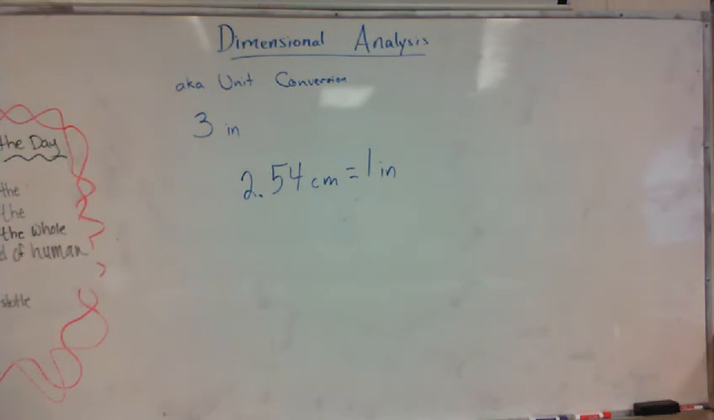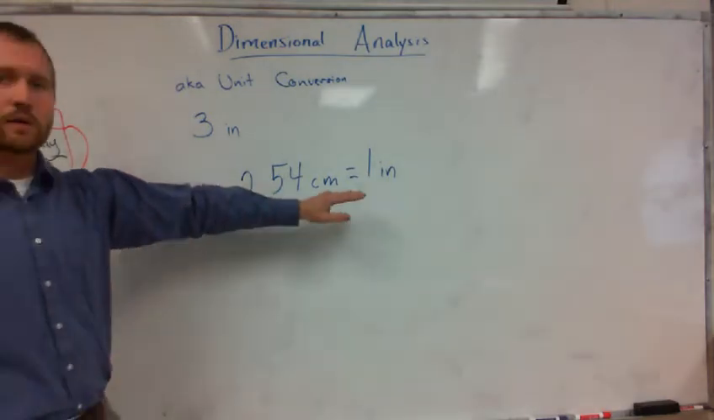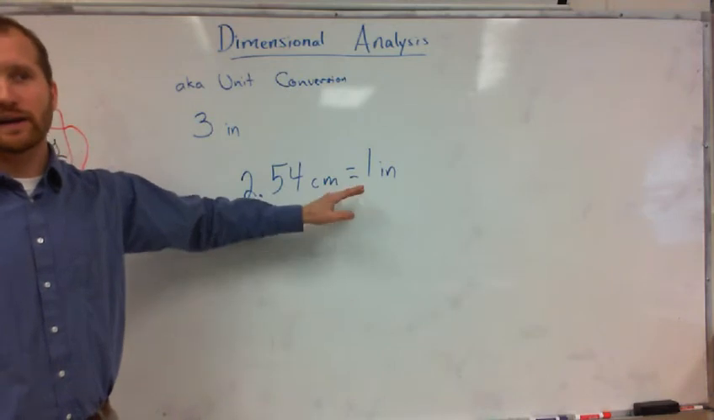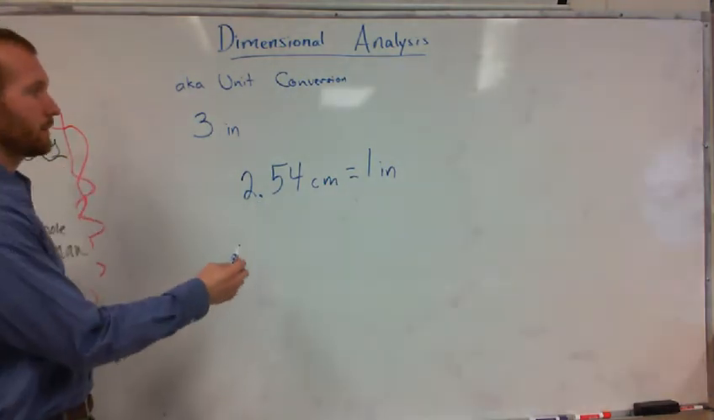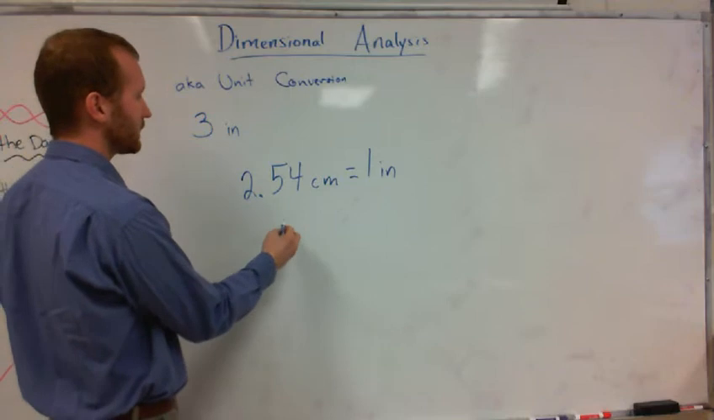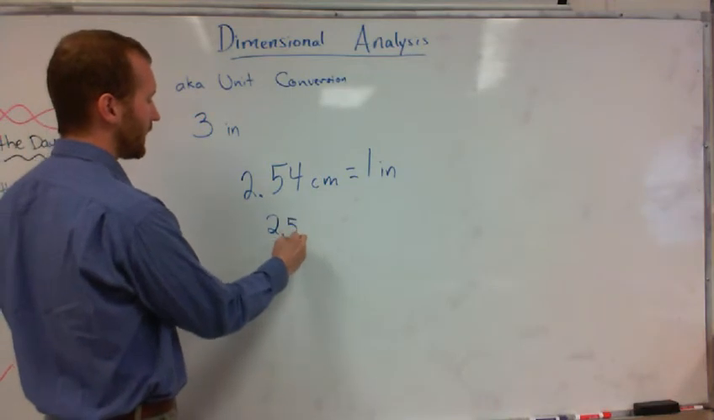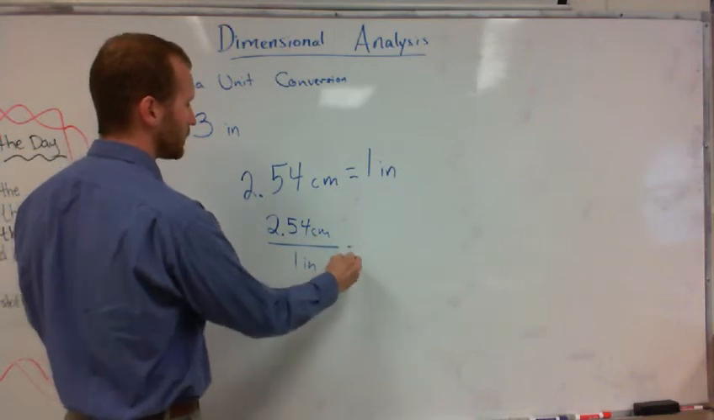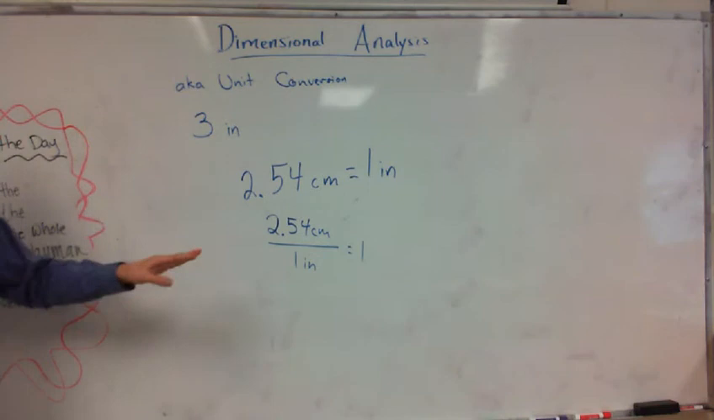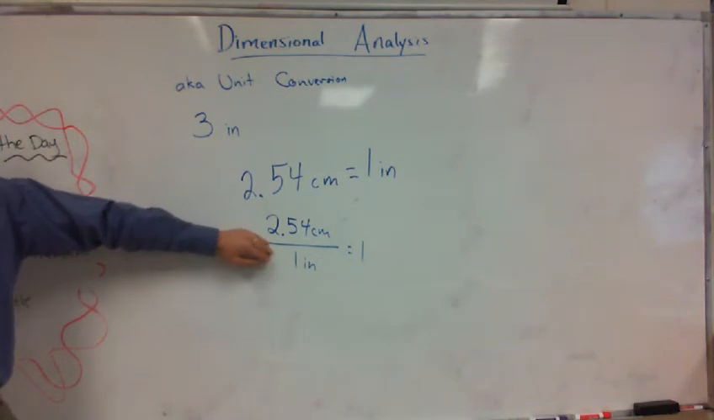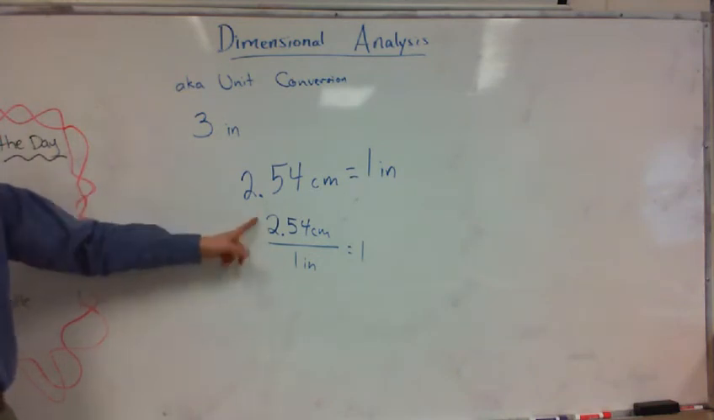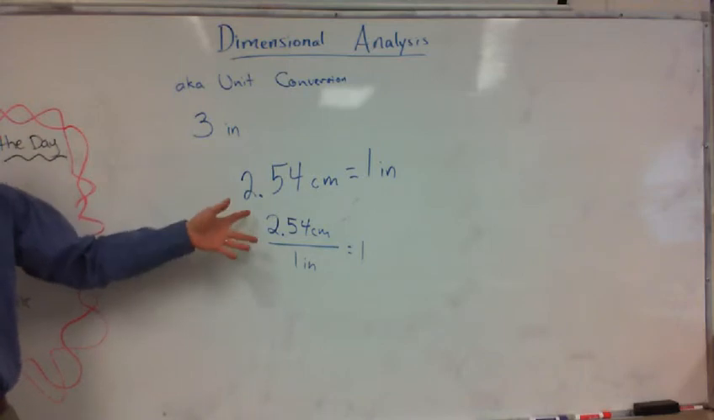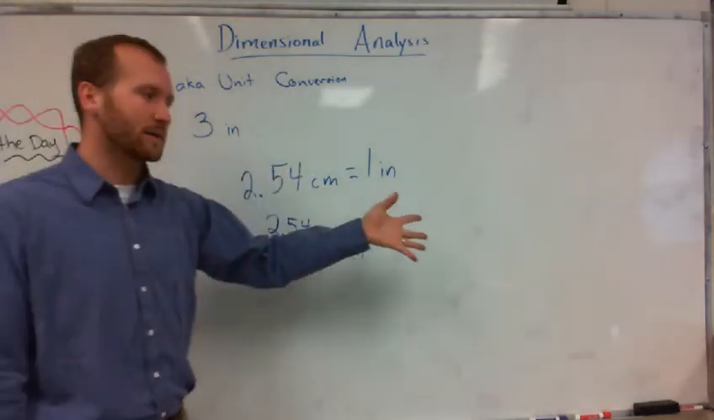Okay. It was right on this front page, if you didn't know that. Since these are equal, I can make a fraction that's equal to 1. So I can make a fraction that says 2.54 centimeters over 1 inch equals 1. This equals 1. 2.54 centimeters divided by 1 inch. Because this is the same thing. 2.54 centimeters is 1 inch.